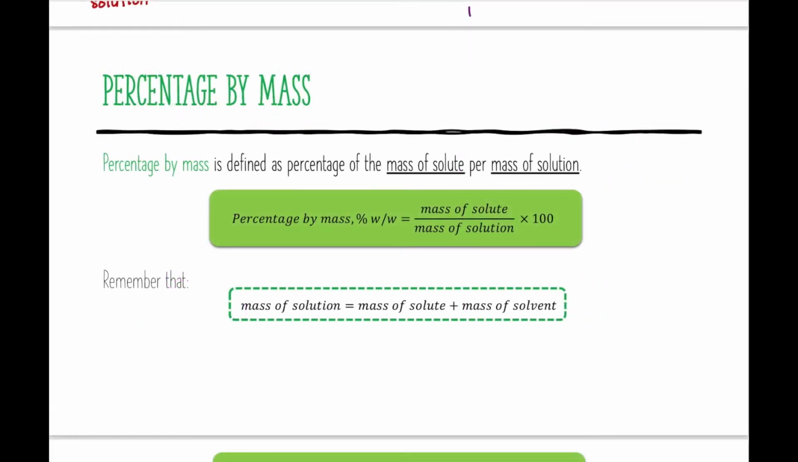Let's proceed to the next measurement of concentration, which is percentage by mass. Percentage by mass is defined as percentage of the mass of solute per mass of solution. Therefore, the percentage by mass can be calculated by dividing mass of solute by mass of solution and then times 100. Remember that mass of solution is equals to the mass of solute and the mass of solvent.